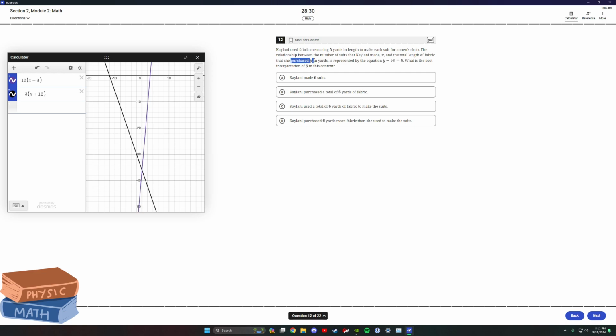So she's purchasing Y. It probably means that she started with 6 units. So she purchased Y, and she makes 5 units to make her things. So what she purchased minus what she used equals 6. So she purchased 6 more fabrics than she used.